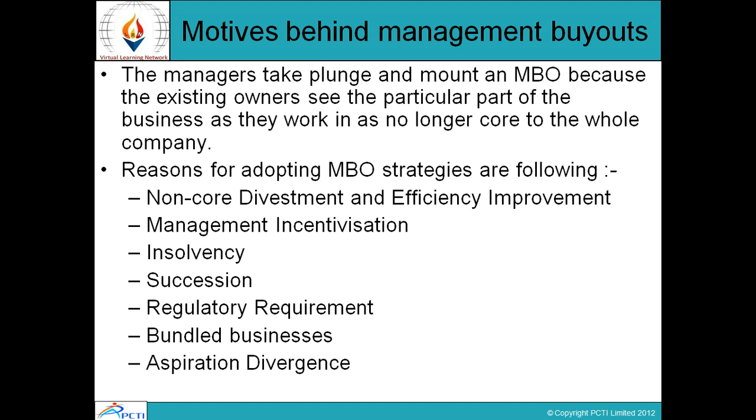The last one is aspiration divergence. At any given point in a company's life cycle, if the current managers and owners hold different opinions as to the future direction the business should go, a properly planned and executed MBO can offer a viable resolution to major business disagreements.